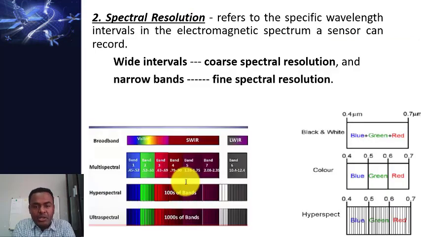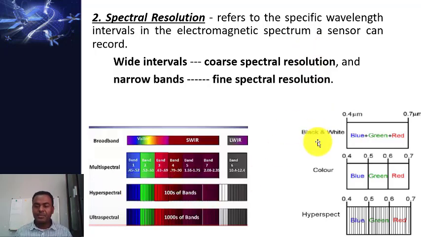And the second resolution type in selection of satellite imagery is spectral resolution. The word spectral is related to a specific wavelength interval. If you are telling me that it is a spectral resolution, then I know immediately that you are referring to a specific wavelength interval, whether it is coarse or whether it is fine. If you have wide interval wavelengths, then you are referring to coarse spectral resolution.